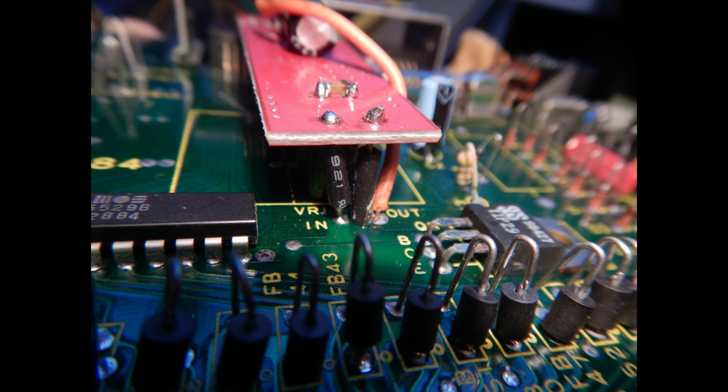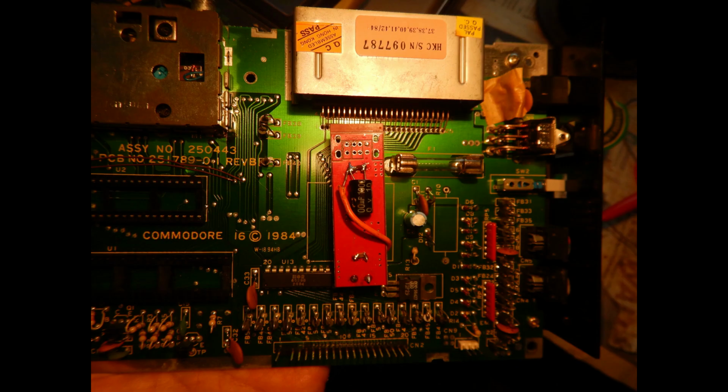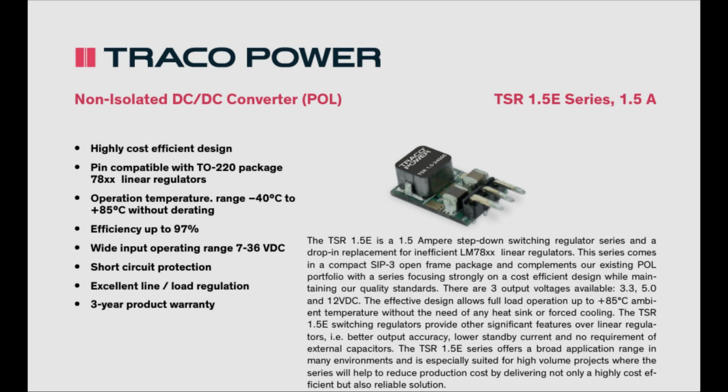So I've mounted the switching regulator in a more permanent way in place of the old 7805 device. This is a picture of the final modification of this C16 motherboard. To conclude this journey into linear regulator substitutions, this little replacement module would be perfect in place of the original 7805 in the C16, also when removing the power resistor.